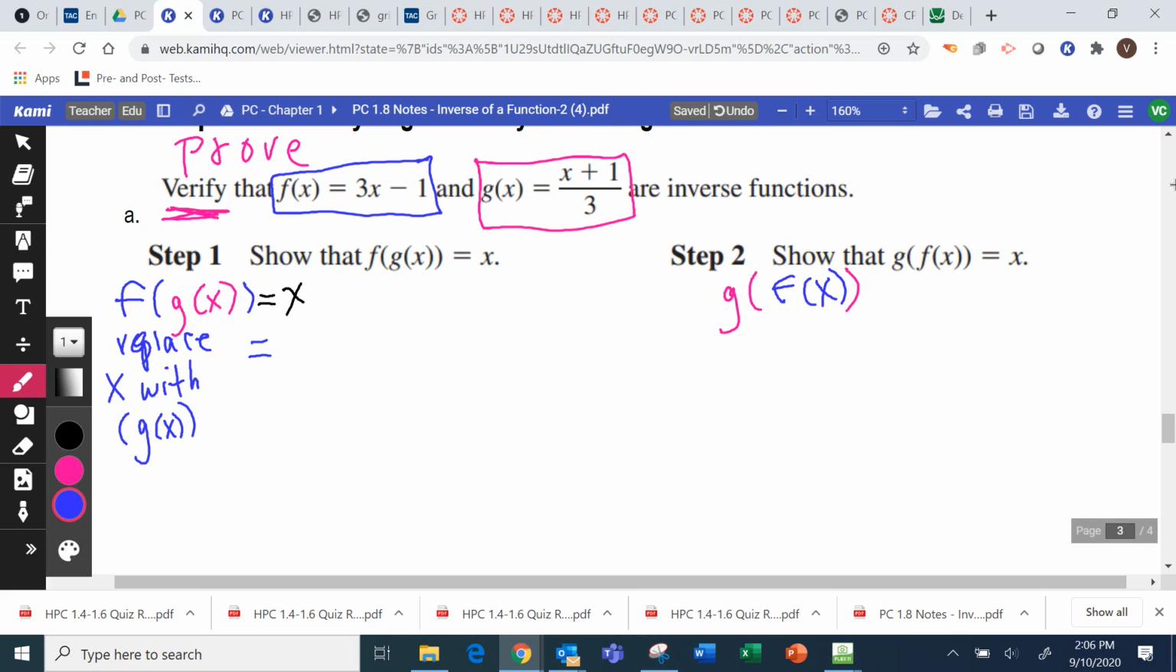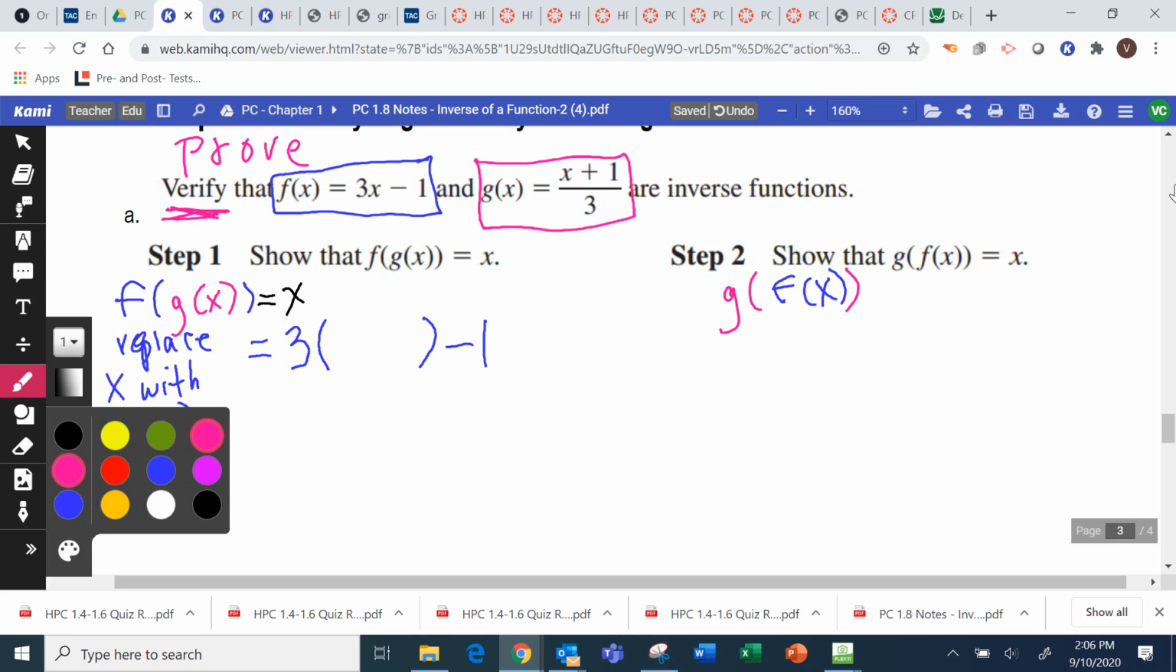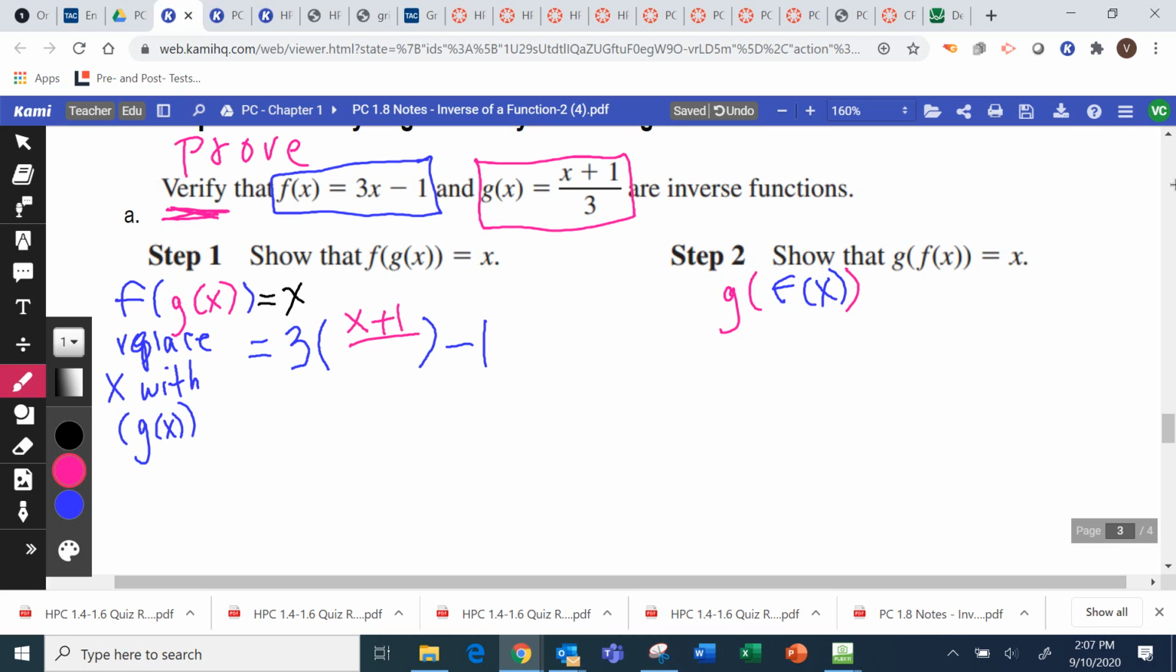So I'm going to have my f equation, 3x minus 1. But I have to take out the x. So I wrote 3 parenthesis minus 1. Instead of x, I put g of x, which is x plus 1 over 3. See? I put the g of x inside of the f of x instead of the x. I replaced them. I substituted.